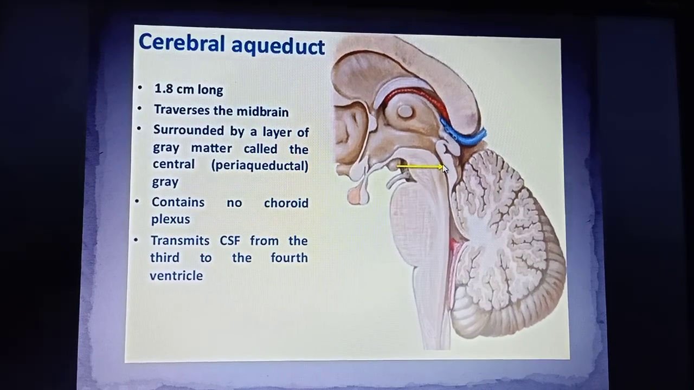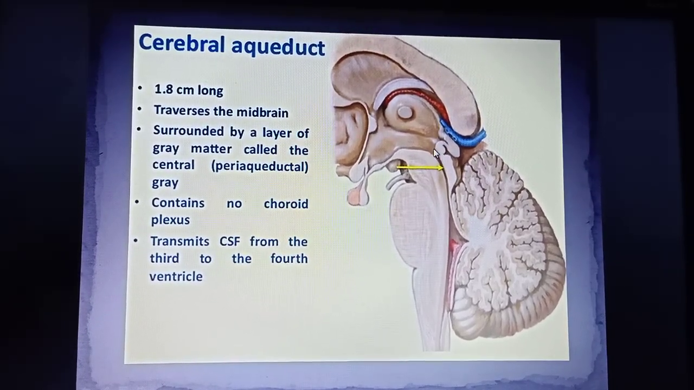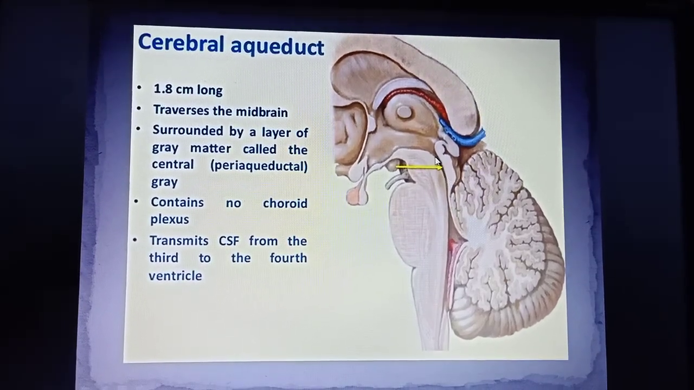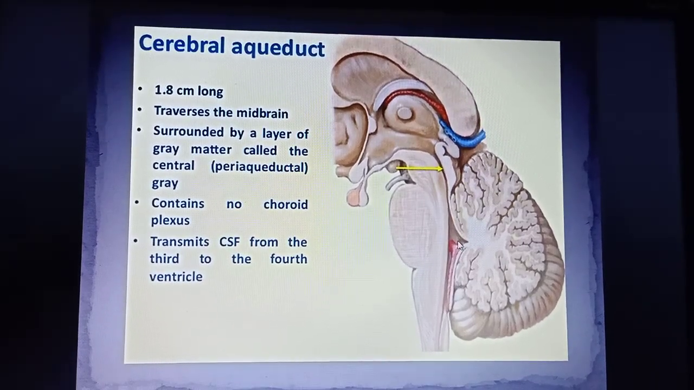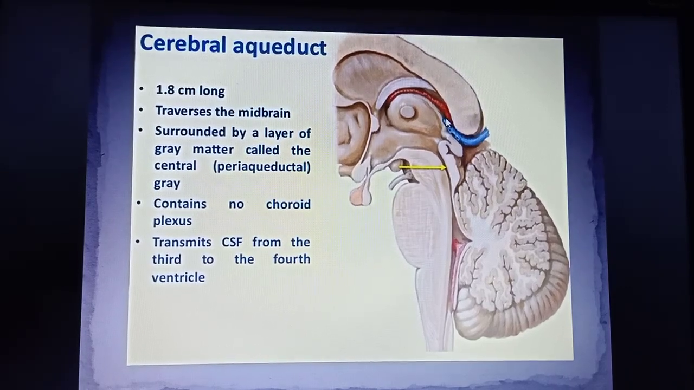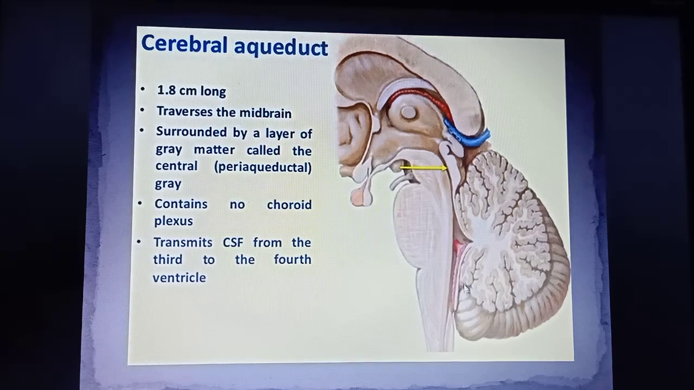See in this diagram, this cavity, this tube-like structure is known as cerebral aqueduct or aqueduct of Sylvius, which traverses the midbrain. It connects the third ventricle to the fourth ventricle. Here there is no choroid plexus. See in this diagram, here is choroid plexus and here is choroid plexus, that is in the lateral ventricle and fourth ventricle.